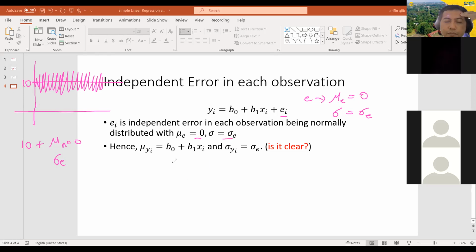And that's the behavior of error. Then what is the impact to the yi? So we can write the mean of yi equal to this one, and the variation of y is equal to the variation of error. Is it clear?